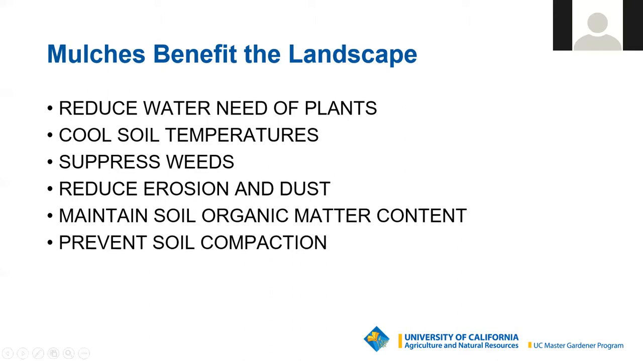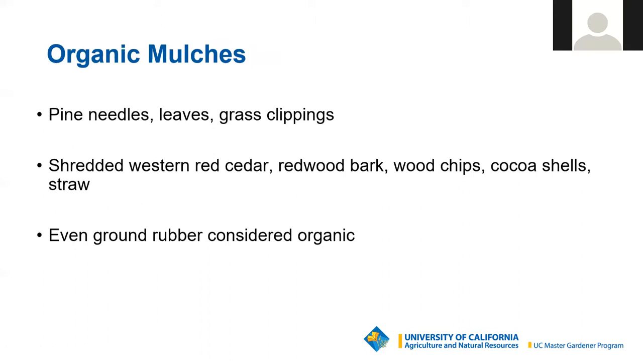I'm going to be talking about organic mulches and inorganic mulches, and they each have their benefits and their place. So organic mulches come from nature. They could be pine needles, leaves, grass clippings, shredded bark, redwood bark, wood chips, cocoa shells, gorilla hair, straw, and even ground rubber, because it comes from the rubber tree, is considered organic.